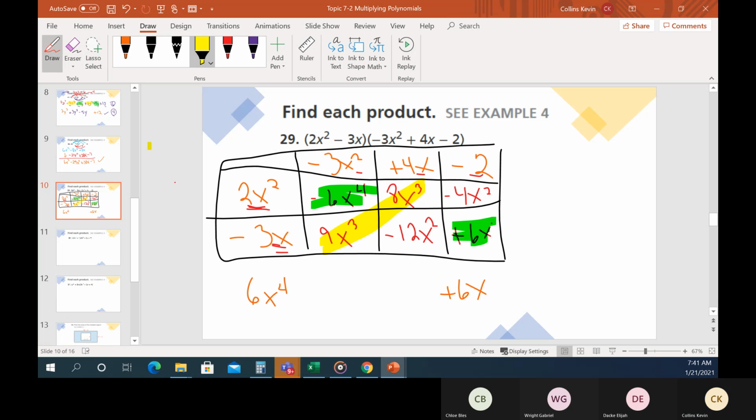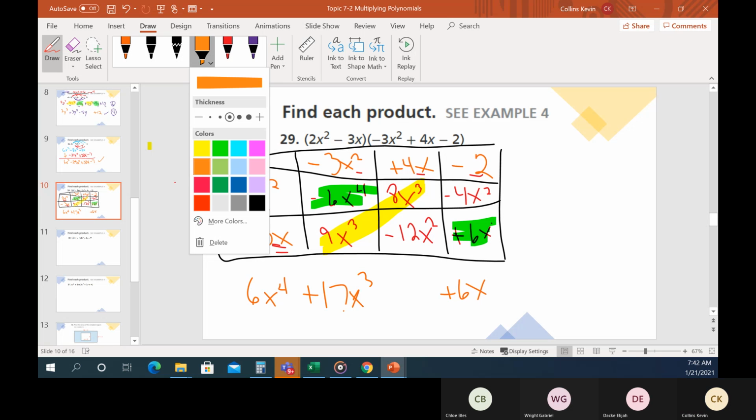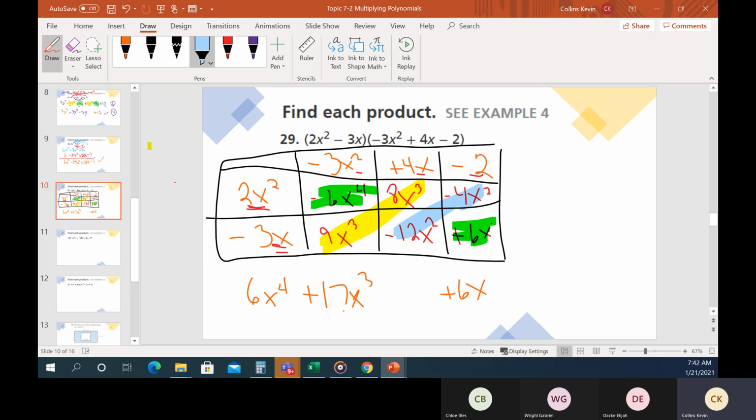Okay? So we put those together, that's going to be plus 17x to the third. And then same thing with the other ones. We've got another set of diagonals here. These guys. Okay, so then you just put those together. So I got minus 12 and minus 4 is going to be minus 16x squared. Bada bing, bada boom. We're done.